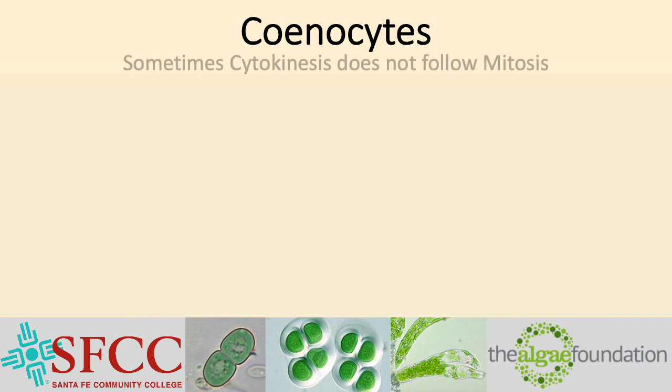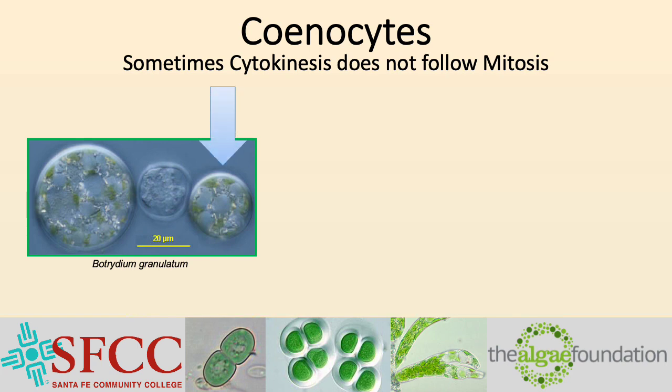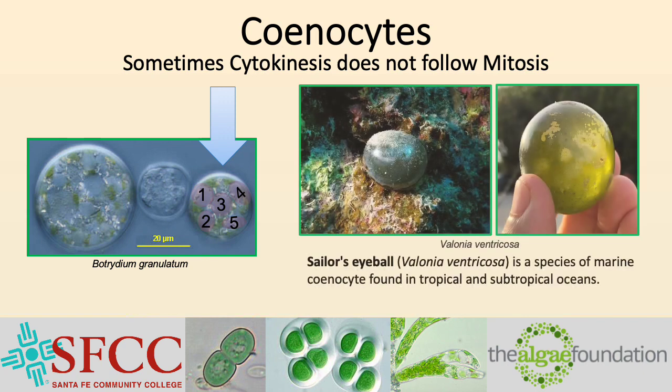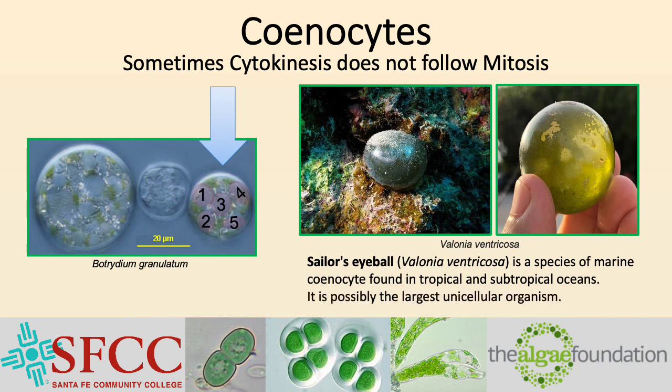Sometimes cytokinesis does not follow telophase at the end of mitosis. What results is a single cell with multiple nuclei called a coenocyte. As you can see in the coenocyte of Botryidium granulatum on the right, there are 1, 2, 3, 4, 5 nuclei. The alga sailor's eyeball, Valonia ventricosa, is a species of marine coenocyte found in tropical and subtropical oceans. It is a single cell with thousands of nuclei. It is quite possibly the largest unicellular organism on Earth.